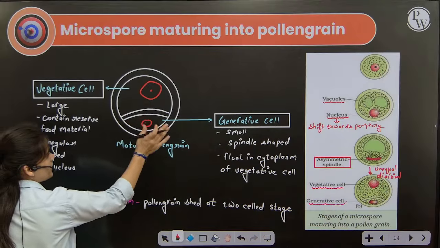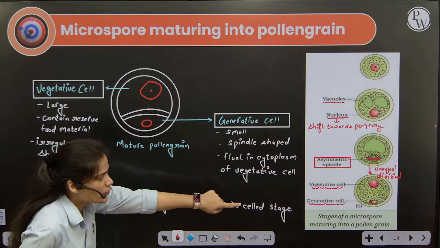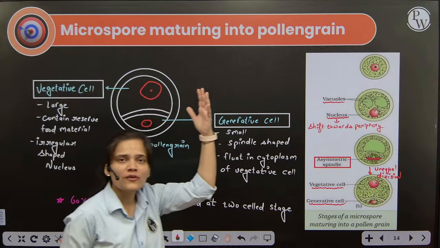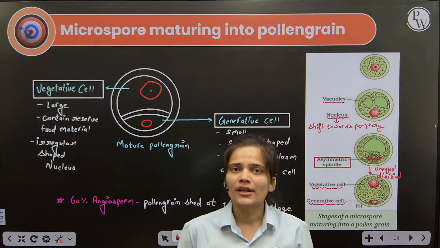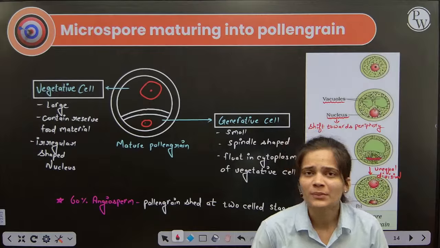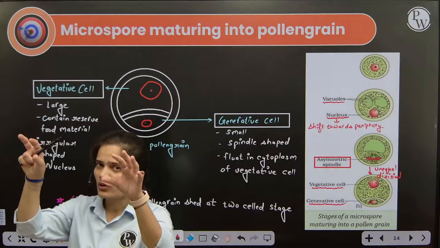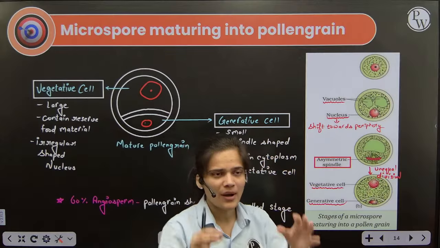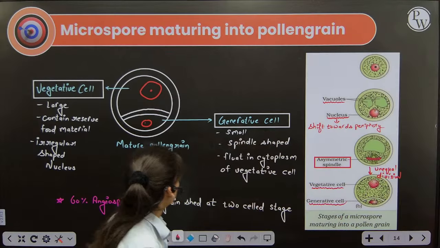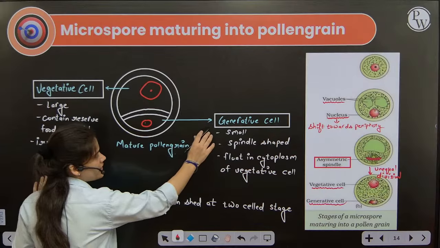Now we are going to start with some characteristic features of these two cells. The smaller cell is known as generative, the larger one is known as vegetative. How are these cells formed? Due to unequal division of the microspore. How does that unequal division occur? Because of asymmetric spindles. Why do these asymmetric spindles form? Because vacuoles occupy the center or most of the part of the microspore. As a result, the nucleus shifts towards the periphery. The vegetative cell is large, the generative cell is small.